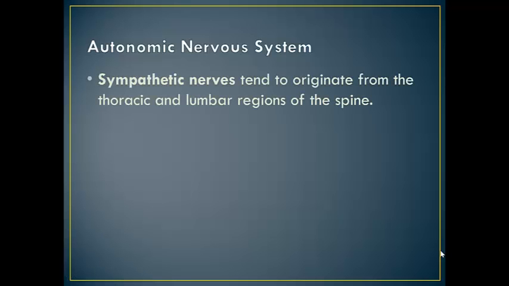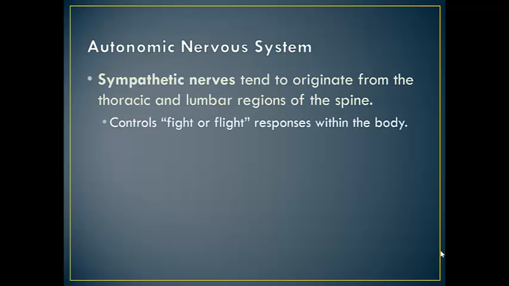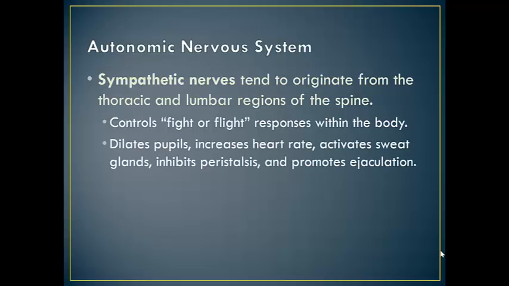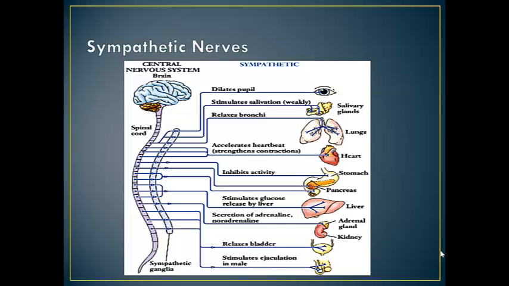Which leads me now to the opposite one of the two, which is the sympathetic nervous system. Now, these guys tend to originate in the thoracic and the lumbar region of the spine. And these guys control fight or flight. So that means that you're always in adrenaline junkie mode. So it'll dilate your pupils, it will increase your heart rate, it'll activate sweat glands. You're kind of in that nervous, survival mode where your sympathetic nervous system has to kick in. So here's kind of a diagram, like I said, coming from the thoracic and the lumbar regions.